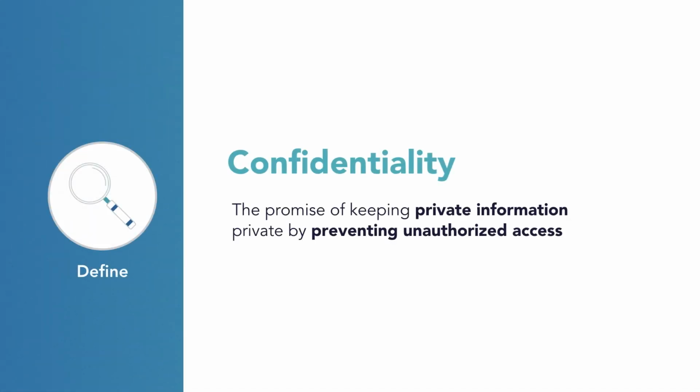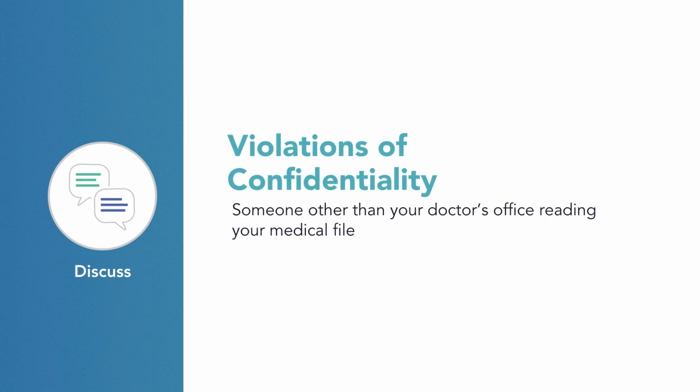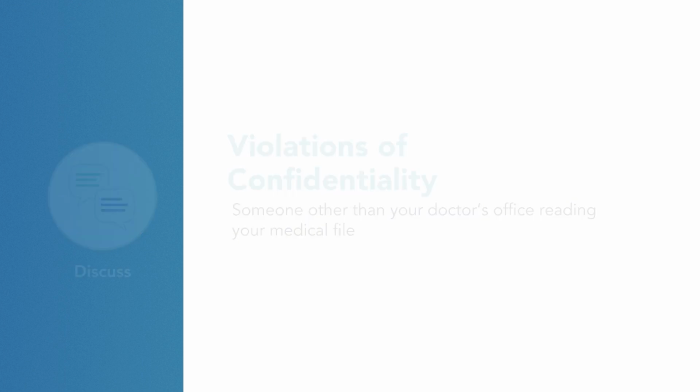Confidentiality is the promise of keeping private information private by preventing unauthorized access. An example of a violation of confidentiality would be if someone other than your doctor's office gained access to patient records and read your medical file about your health issues.